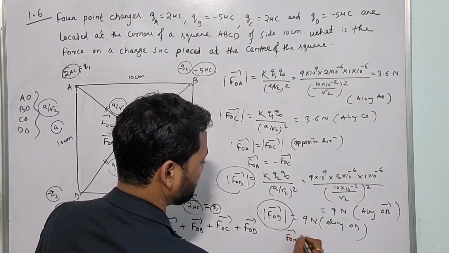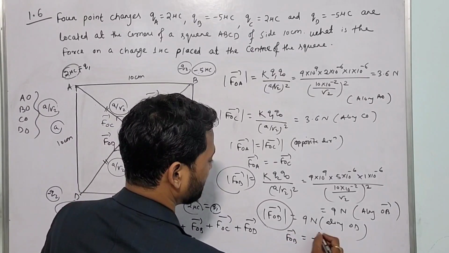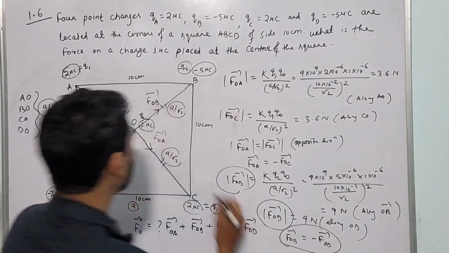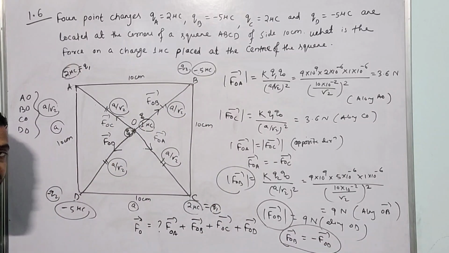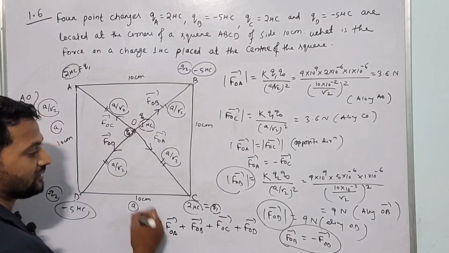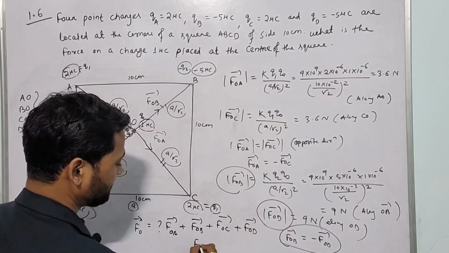So force on O due to B, vectorially you can write, is the negative of force on O due to D. So along this axis what is the net force? 0. So what overall force will we get? The net force will be 0.